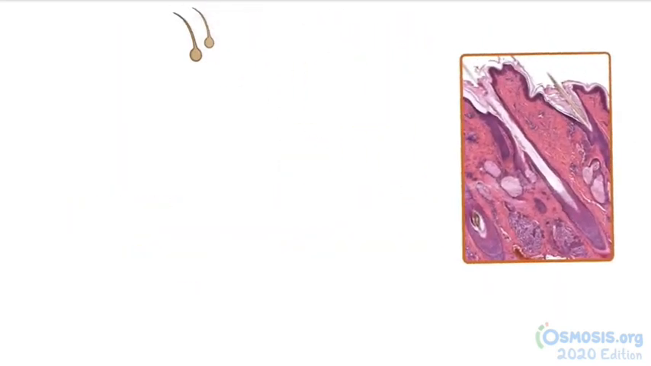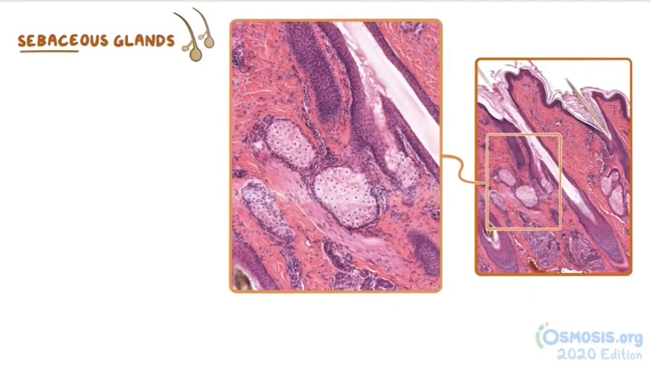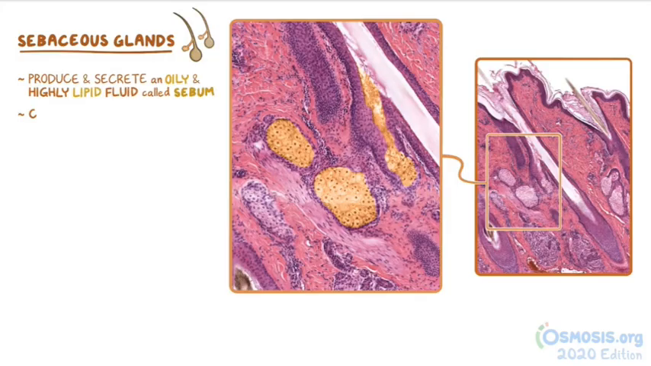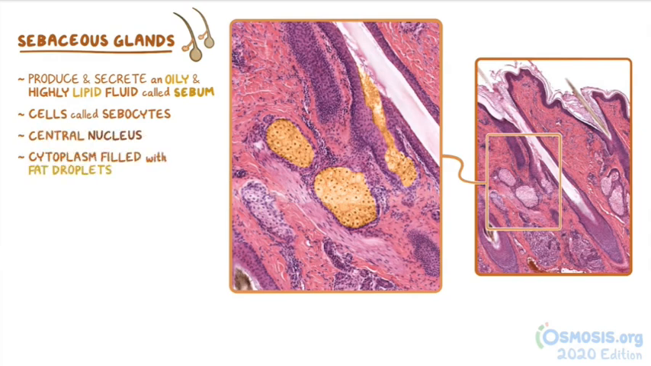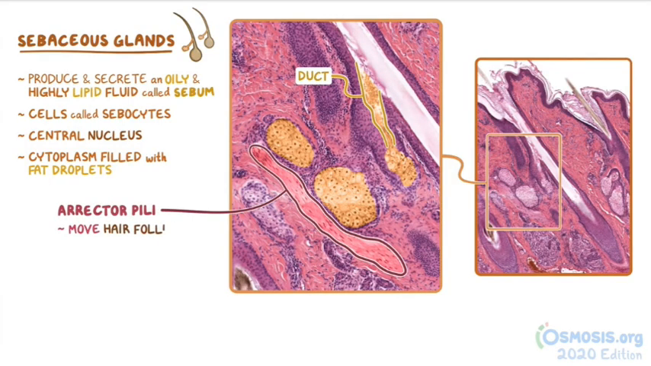In this image of a hair follicle, we can also see the sebaceous glands nearby that produce and secrete an oily and highly lipid fluid called sebum. The cells of the sebaceous glands are called sebocytes. They have a central nucleus, and their cytoplasm is filled with small fat droplets that give the cell a foamy-appearing cytoplasm. The glandular cells then drain into converging ducts that typically empty into the upper portion of the hair follicle. Just below the base of the sebaceous gland, we can see part of a small muscle. These muscles are able to move the hair follicles they're attached to, causing the hairs to stand on their end when a person is cold or scared.